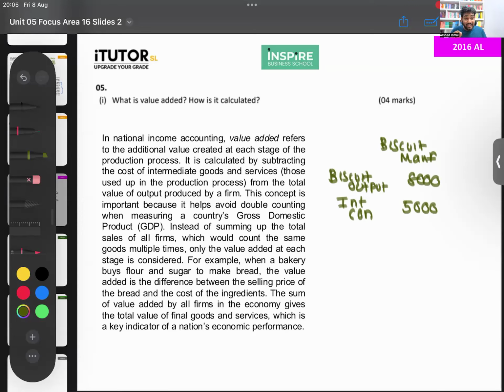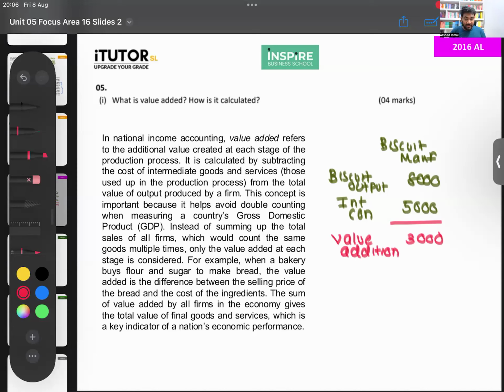So what is his newly created value? He's getting 5,000 worth of inputs, mixing it and making it into a biscuit, packaging and selling it at 8,000. So his newly created value in my example here is that 3,000. So that is what you call value addition. So value addition is the newly created value at each stage of production.